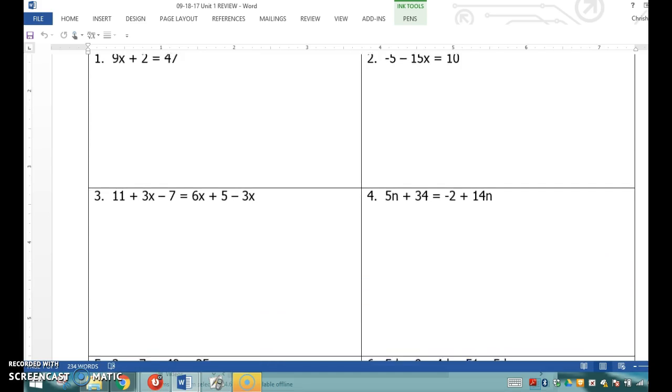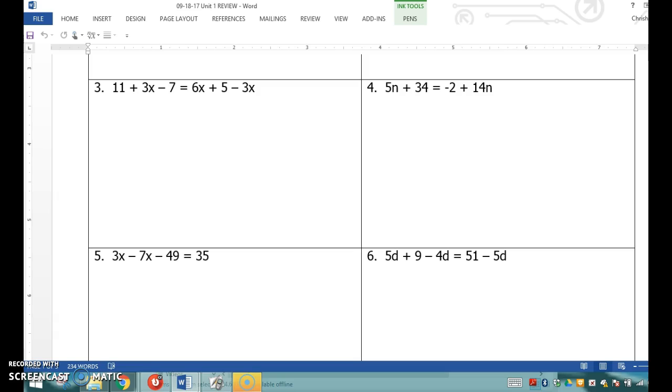Okay, moving down to number 3. I have variables on both sides of the equal sign. So what I'm going to do first is I'm going to combine my like terms on the left and combine my like terms on the right. So I see my like terms are 11 and negative 7. Those are both constants, and 11 minus 7 is 4. Then on the right side, I have a 6x and a negative 3x, which are like terms. 6x minus 3x is 3x.